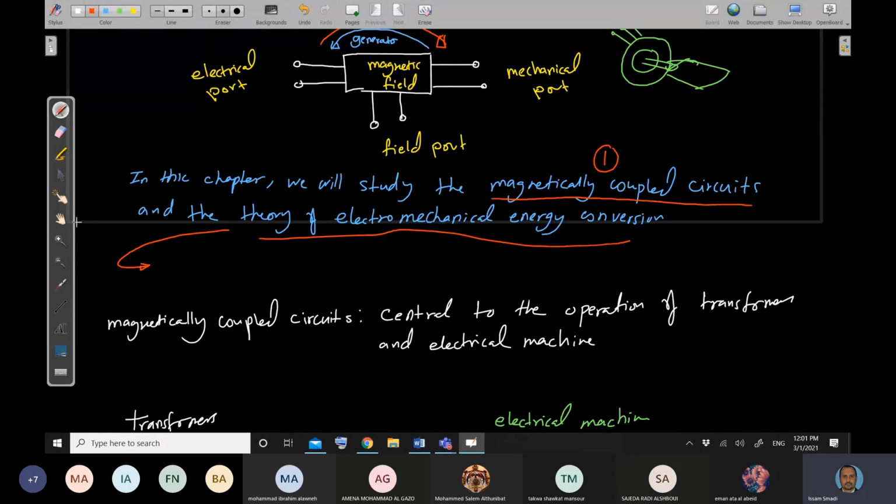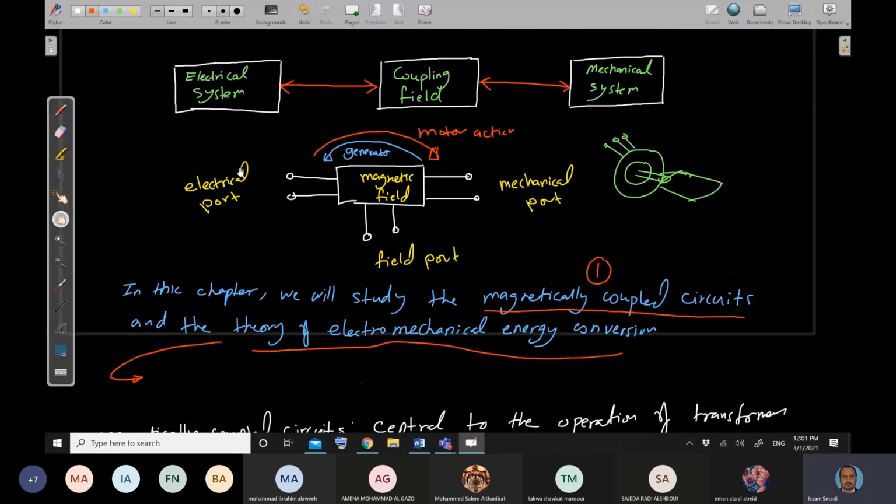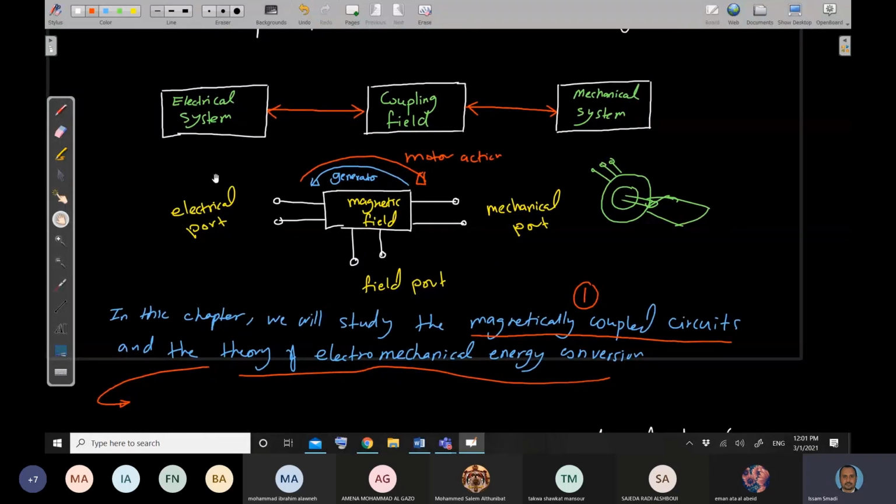Now, simply, I'm raising a question here: if I need to model this system, then in general, I will write the voltage equation, which describes the electrical port, and I will write either the swing equation, if the machine is a rotary type machine, or I will use Newton's second law, the summation of the forces must equal the mass multiplied by the acceleration, if this is a linear type machine.